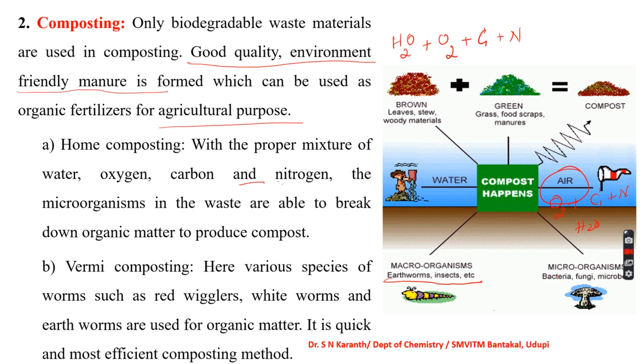Whether the method is the same, it takes place in the presence of water, moisture, carbon, nitrogen, with proper mixing of the microorganisms in the waste, and in the presence of worms, the breakdown of organic matter takes place to produce compost. In composting, only biodegradable waste materials are used. Good quality, environment friendly manure is formed, which can be used as an organic fertilizer for agricultural purposes.